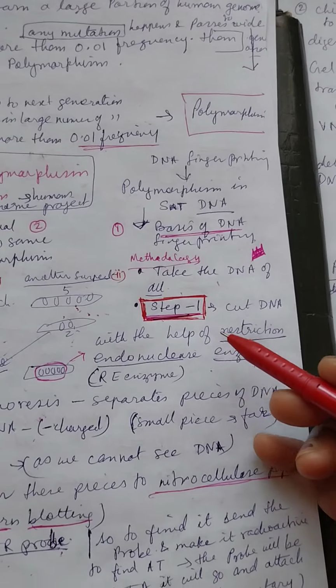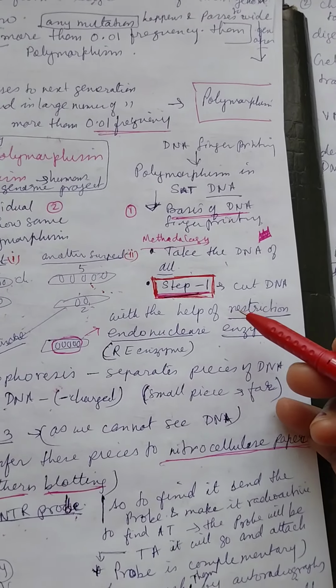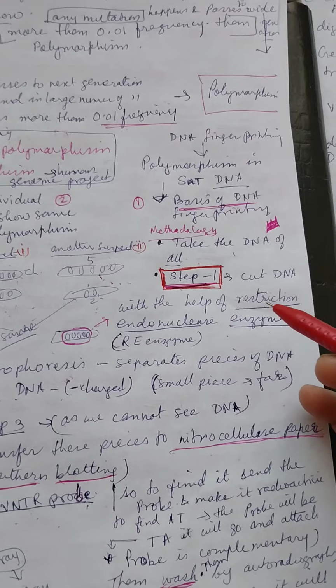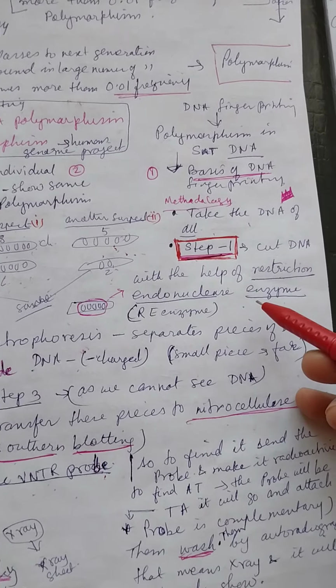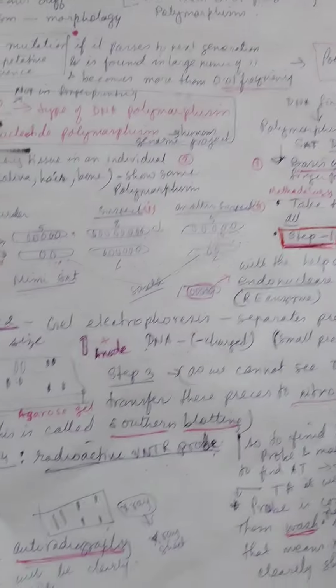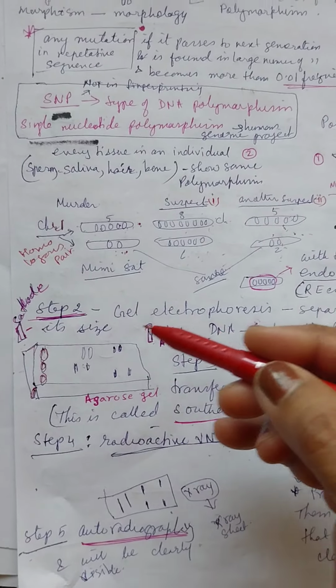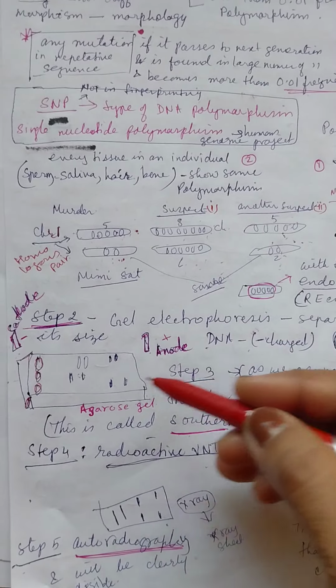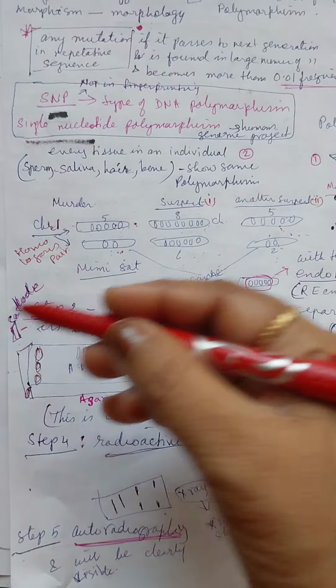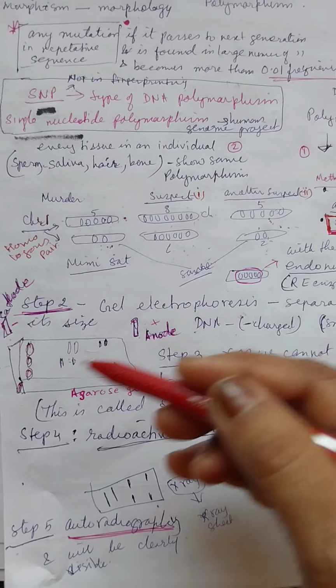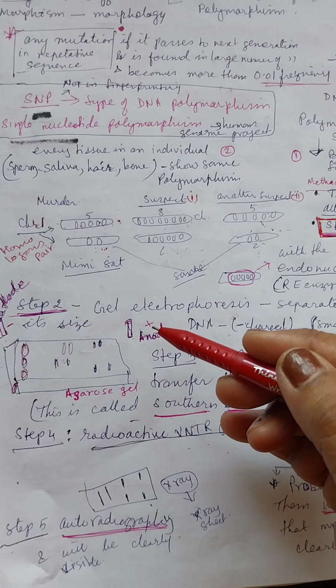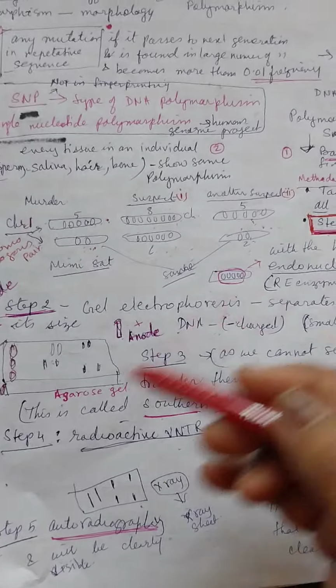Whole of the DNA is not required. We only require satellite DNA for DNA fingerprinting. So restriction endonuclease enzyme will be added to separate that. Now the pieces will be transferred for the next process, known as gel electrophoresis. The gel consists of agarose gel. This is the anode, this is the cathode. DNA is negatively charged, so the pieces will be attracted towards the anode, the smallest travelling the farthest.